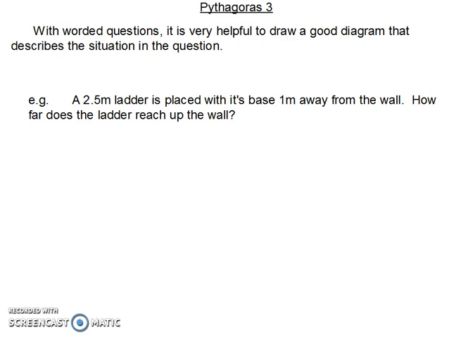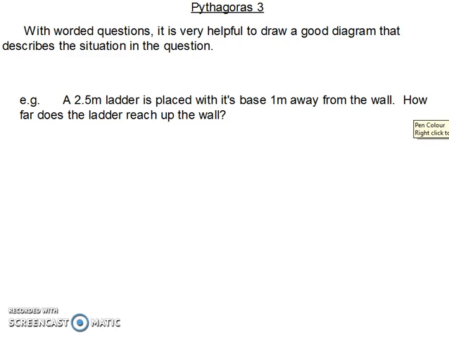Now then, here's our question. A 2.5 metre ladder is placed with its base 1 metre away from the wall. How far does the ladder reach up the wall? Now then, if we consider each part of this first sentence first, that will give us a lot of clues as to what's going on. A 2.5 metre ladder is placed with its base 1 metre away from the wall.